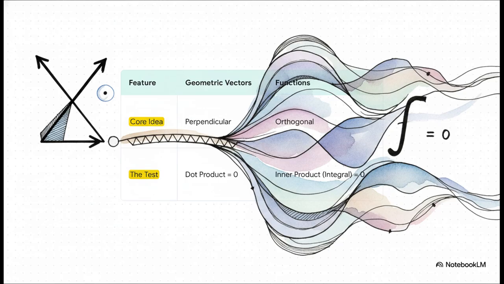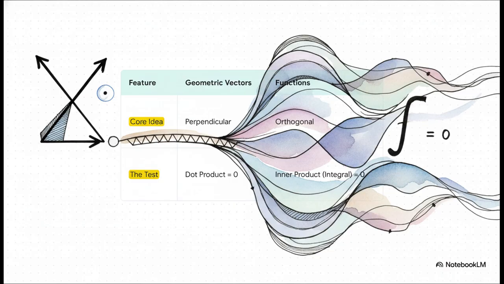This slide builds a perfect bridge between these two worlds. In geometry, right, we all learn that two vectors are perpendicular if their dot product is 0. They meet at a perfect 90-degree angle. Well, for functions, the core idea is exactly the same. We just use a different word, orthogonal. And the test? It's shockingly similar. Instead of a dot product, we use something called an inner product, which is really just a fancy way of saying we multiply the functions together and add up all the results over a specific range using an integral.